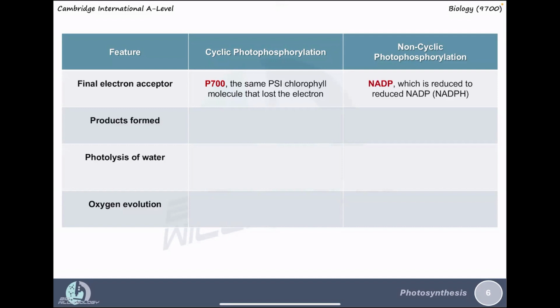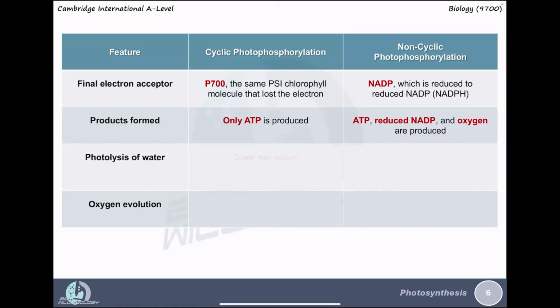When NADP receives the electron together with the proton, it is itself reduced to form reduced NADP. How about the products formed in cyclic photophosphorylation? In cyclic photophosphorylation, only ATP is produced. However, for non-cyclic photophosphorylation, ATP, reduced NADP, as well as oxygen are produced.